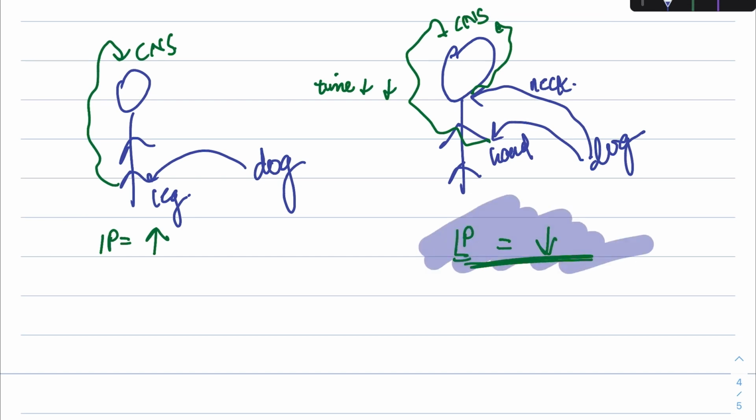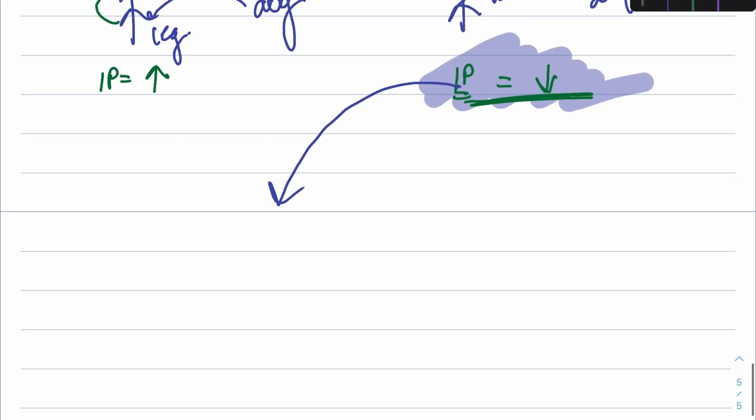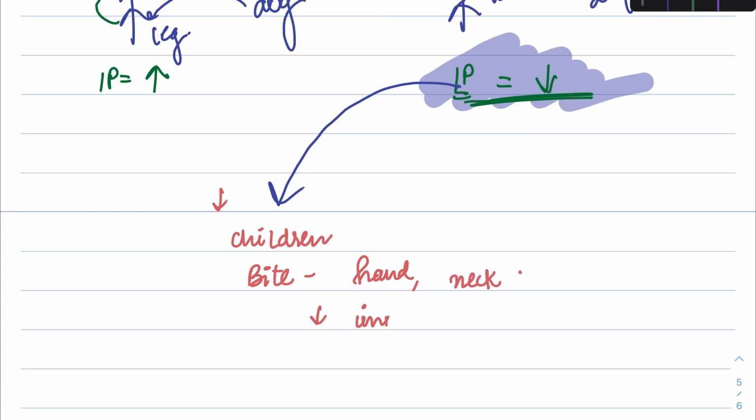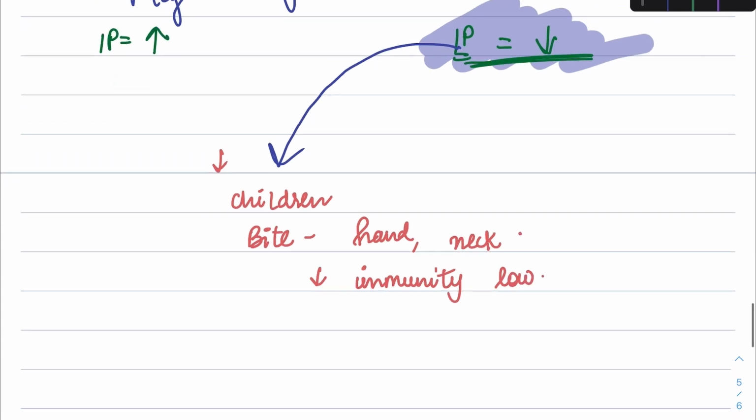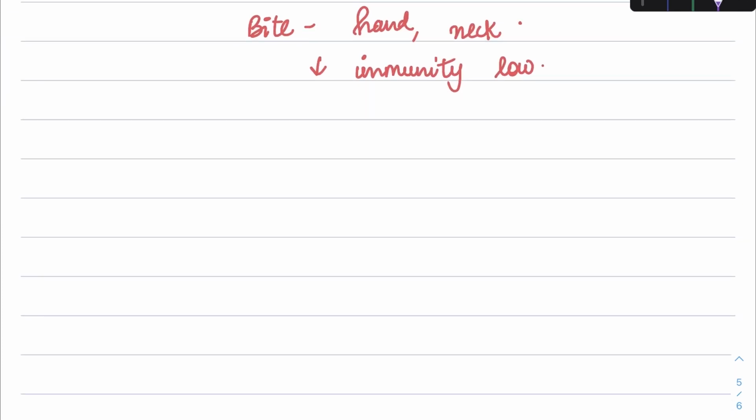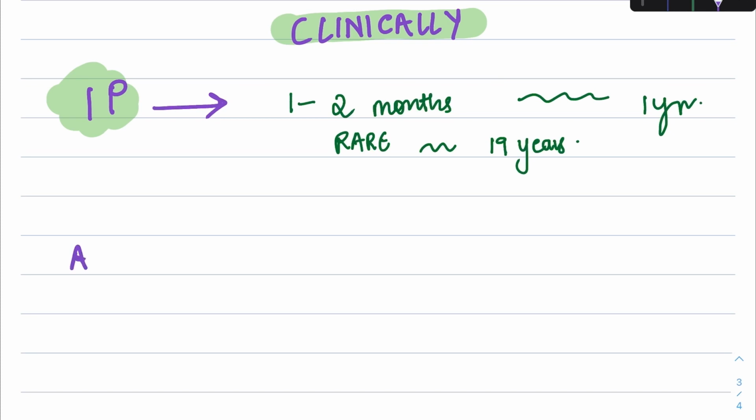Now, this incubation period time can be less in which cases? First of all, in cases of children because of their short stature. Second is the bite, if the bite is on the hand or on the neck or anywhere near the central nervous system. Third, people who have low immunity like transplant patients, HIV/AIDS patients, etc.